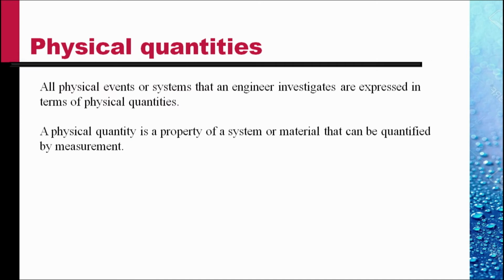Before we develop the rules for modeling, let us understand a few things about physical quantities. All physical events or systems that an engineer investigates are expressed in terms of physical quantities. A physical quantity is the property of a system or material that can be quantified by measurement. It is usually expressed as a number and a unit. A unit is a standard that has been established beforehand.